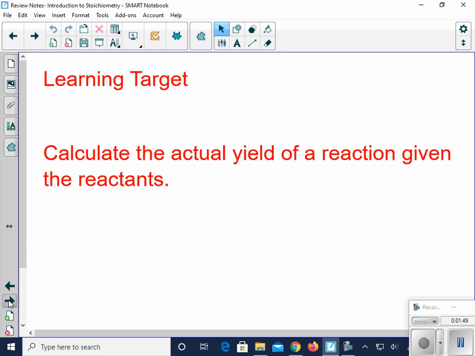So if we look at our learning target, it is to calculate the actual yield of a reaction given the reactants. So we could possibly just say, okay, you've got 2 grams of one reactant, you've got 5 grams of another reactant. Tell me how many products you're going to get. Well, you should be able to predict the reaction because we just got done doing that. And then you should be able to do conversions to get from that reactant to the product by the time we're finished doing this.